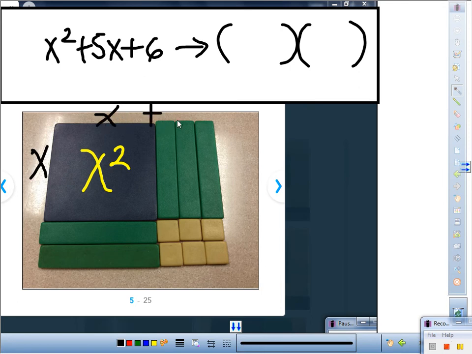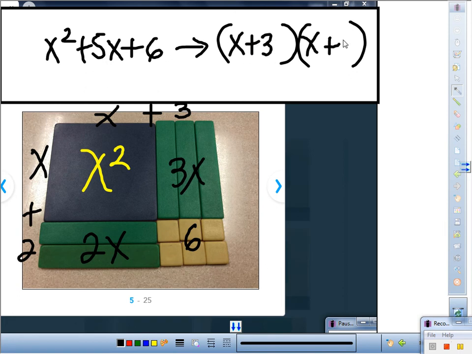Plus, what makes this piece right here? This is 3 x's, this is 2 x's, and this is 6. X times what gives me 3x? 3. X times what gives me 2x? 2. So my factors are x plus 3, x plus 2, or x plus 2 times x plus 3. What property allows us to move these around? Commutative property of multiplication, right? We can move them around, okay? Hands up if you got that? Okay, good? Alright, one last one.